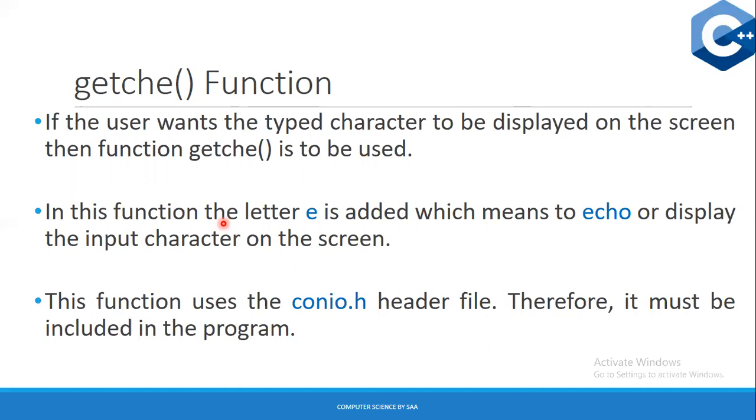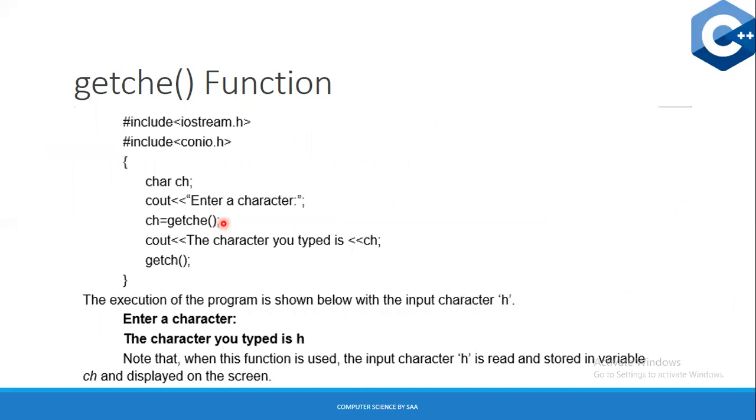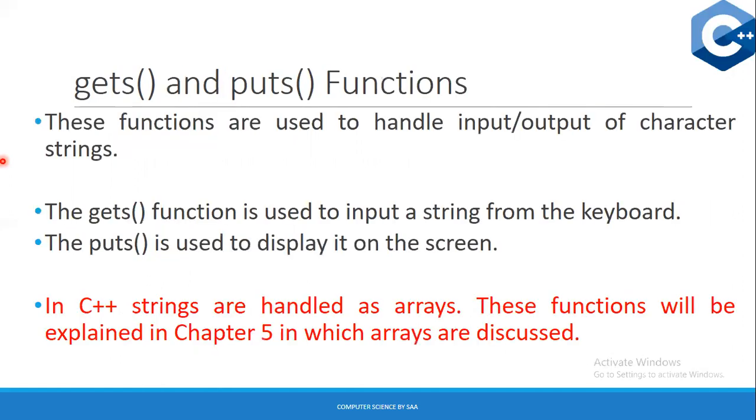Now, moving towards the rest of the functions for IO handling. Again, this is the same example that we have done by using Dev C++. It's the same. Now, the rest of the two other functions are gets and puts function. Gets means get string and puts means put string. These functions are also used to handle input output of strings.